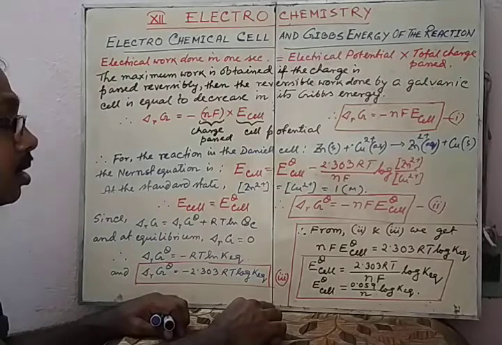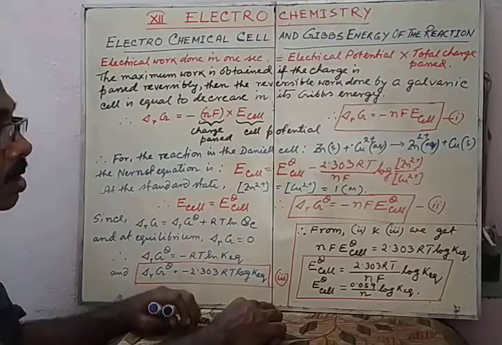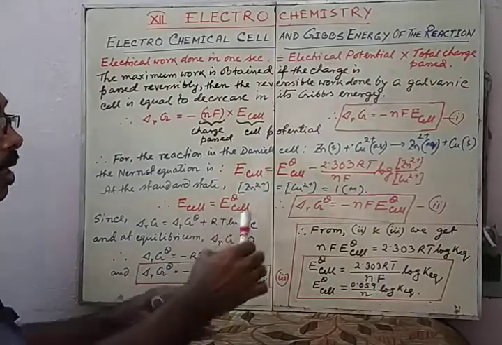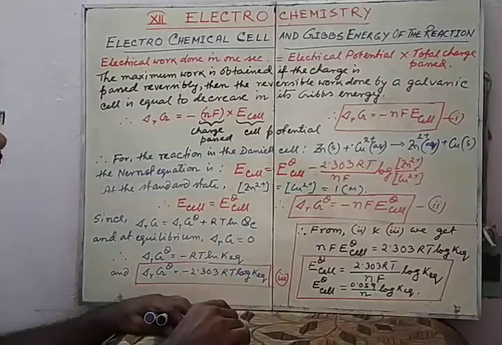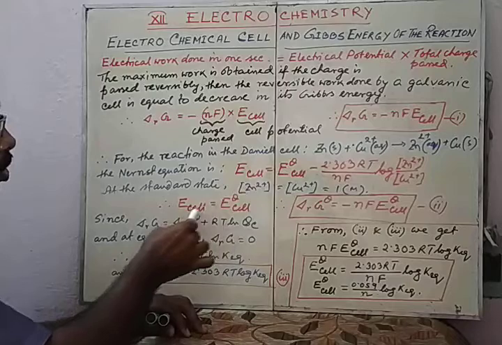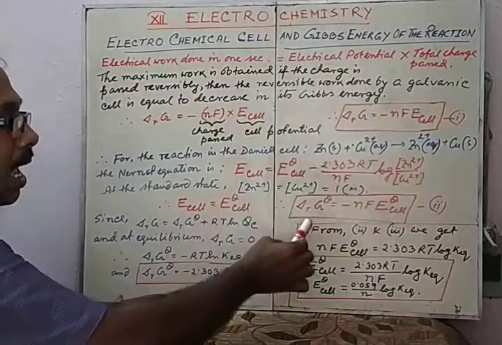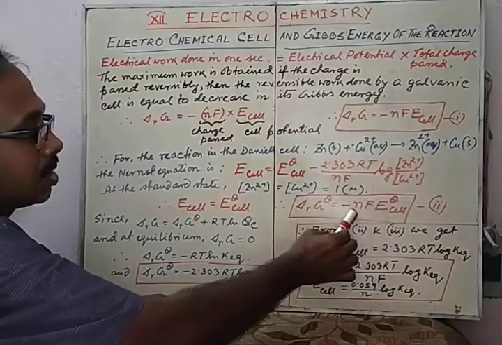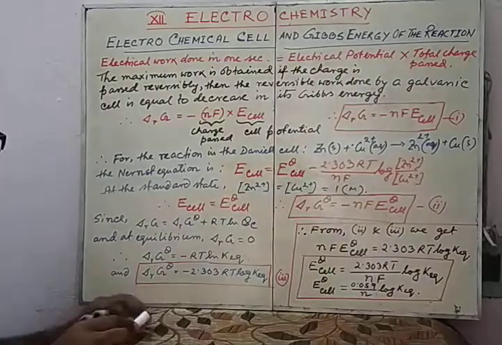Now, at the standard state, that means when the galvanic cell is in the standard state, the concentrations of the electrolytes Zn2+ and Cu2+ in the two half cells are 1 molar. In that case, these two values are 1, so log 1 is 0. In that case, E cell equals E0 cell. And therefore, we get the Gibbs energy in the standard state for this cell reaction as delta G0 equals minus nF into E0 cell. Here, E cell becomes E0 cell.